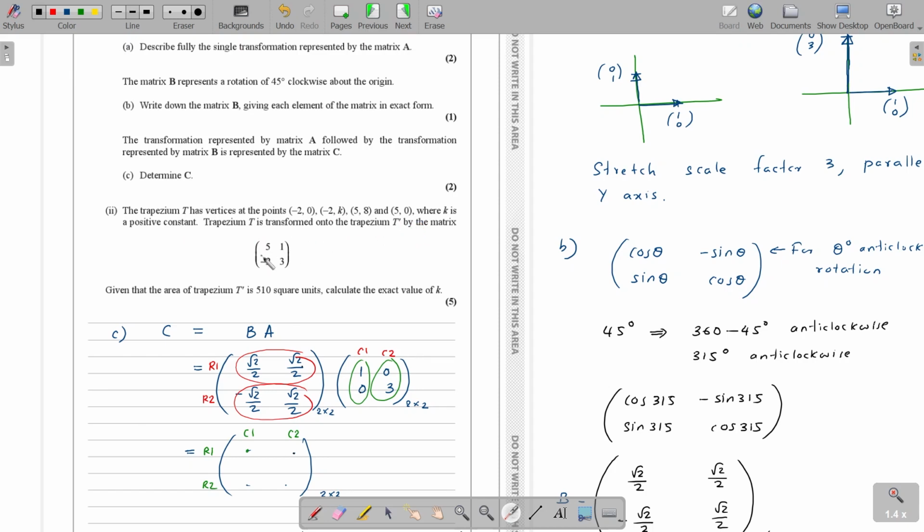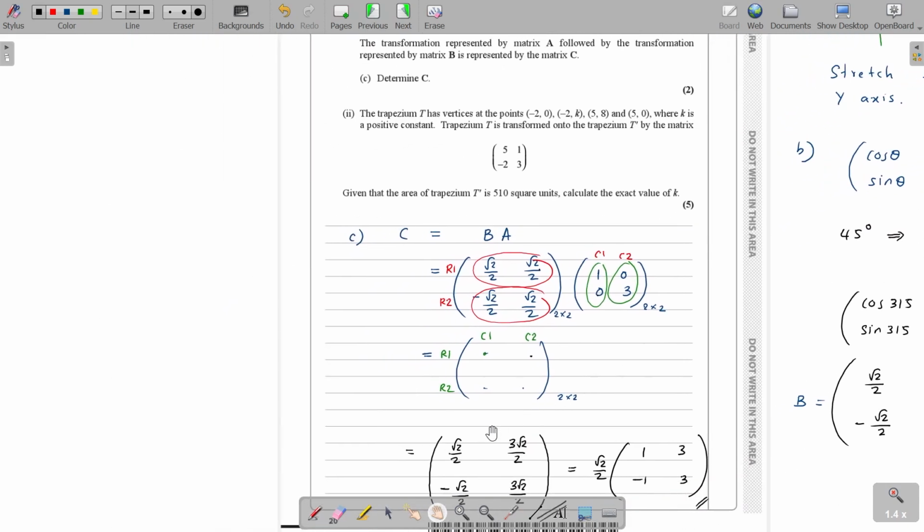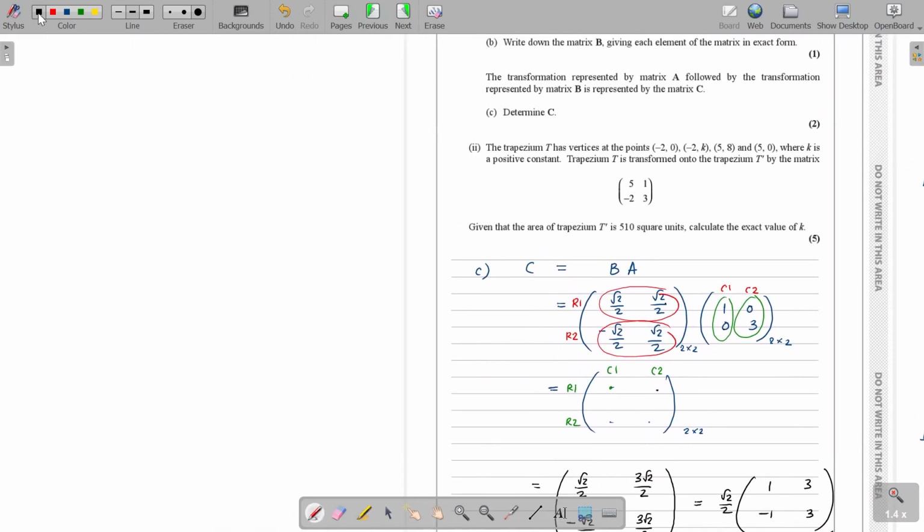Given that the area of trapezium T dash is 510 square units, calculate the value of k. Okay, so how do we get the value of k? Normally when you have an area question, how do we work with it? What is the equation for the area? Area of object, area of T, into the determinant of the transformation matrix equals the area of the image. This is the main equation that you have to use, isn't it?